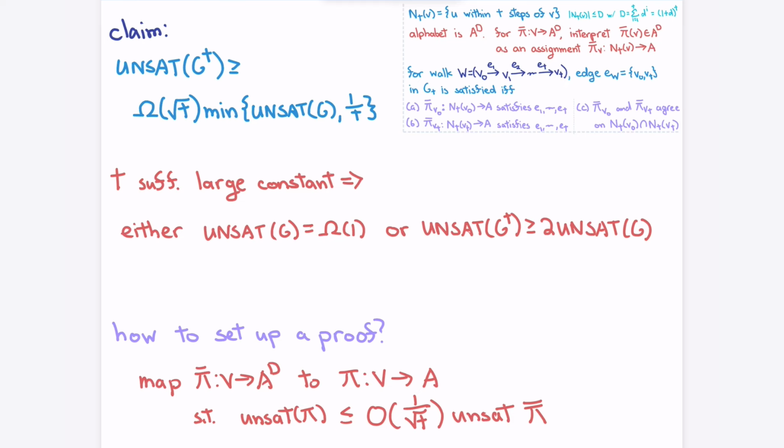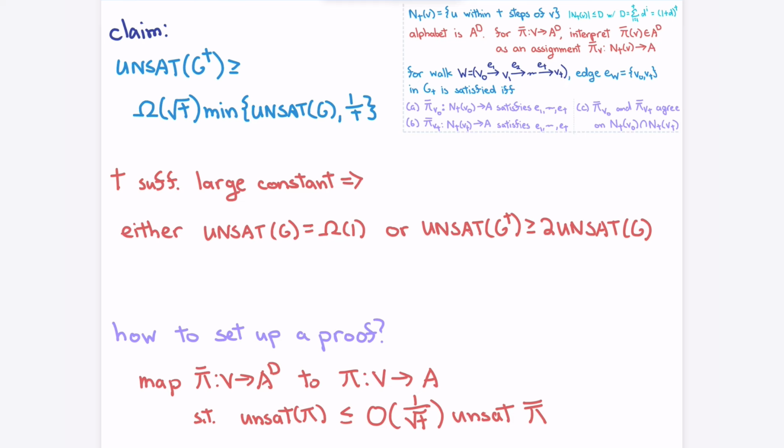Okay, so you make T big enough, you should double your error. Unless unsat G is already big enough that you're done. All right, so good. So how do you prove this?